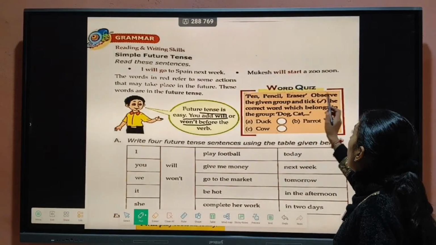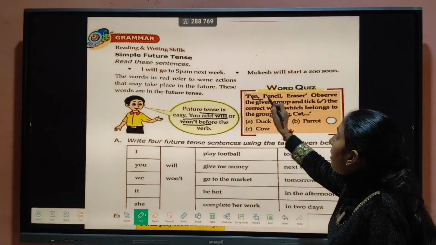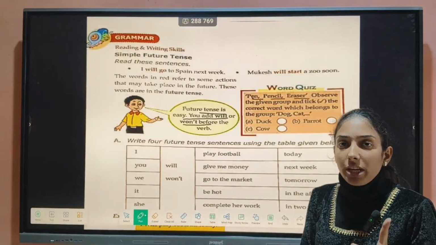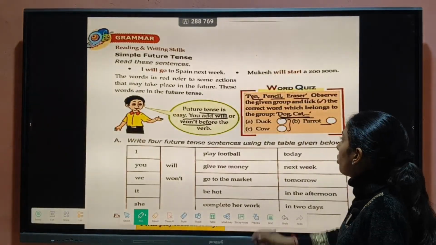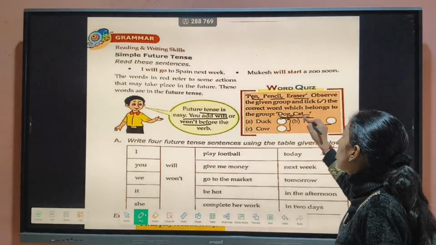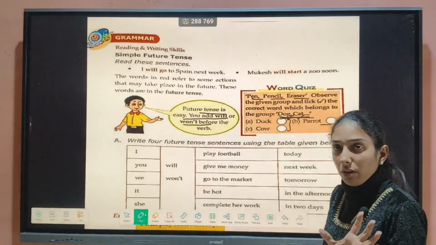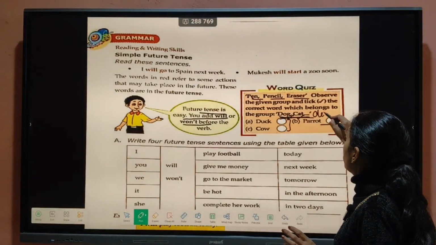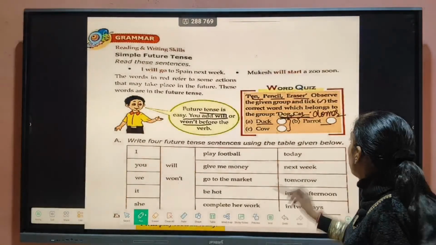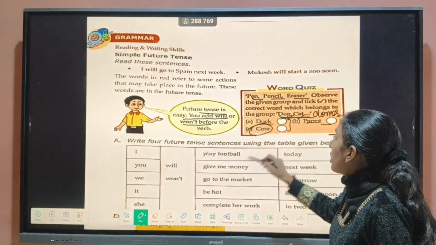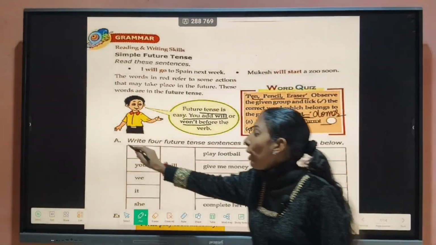Pen, pencil, eraser. Observe the given group and take the correct word which belongs to the group. Pen, pencil, eraser, they all are stationery items. So you have to choose from these 3 which will suit dog and cat. If you see, beta, dog and cat are present in every street of the city or village. So they are domestic animals. So what will come here? Duck is a bird, parrot is also a bird. So what should come here? Cow. Cow is the correct option. It is an animal.